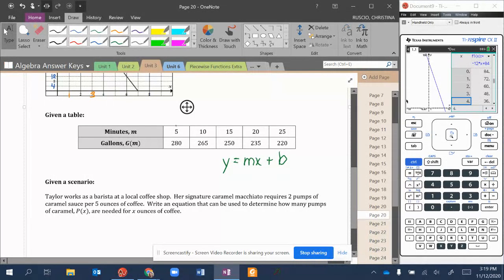So let's find the rate of change and let's hope that it's a constant. Is it 5 to 10 to 15 to 20 to 25? Yes, we're adding 5. What's going on with my y values?